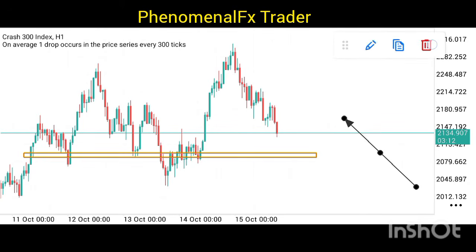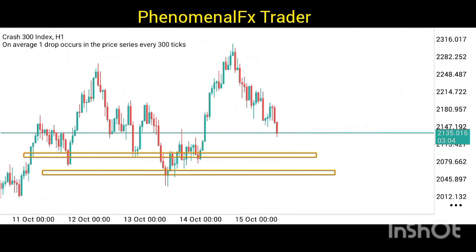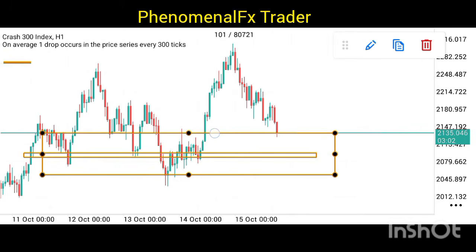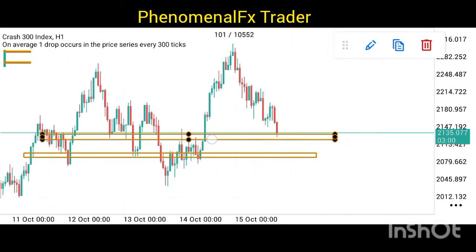So guys, this is a very simple approach to analyzing these pairs. You have to keep an eye on the two zones, the first one and the second one. The first one I mentioned is where we have the current price. If the market gives a confirmation here, then we go for it. But if it doesn't, then you wait for the market to get to the next zone.